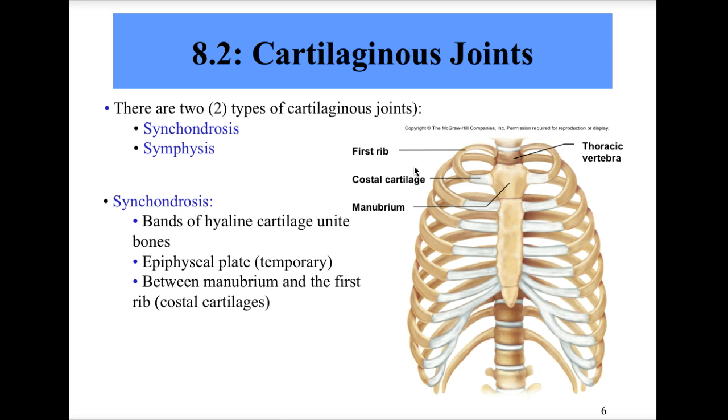Basically, what will happen is between the manubrium and the first rib, you get costal cartilages. So in synchondrosis, eventually they will ossify and become synarthrotic joints. And what will happen then is you get that joint in the first rib and the manubrium, and you'll have some growth there at that epiphyseal plate. So if you look here, here's that first rib, here's the thoracic vertebra, and there's that costal cartilage, and there's the manubrium of the sternum.